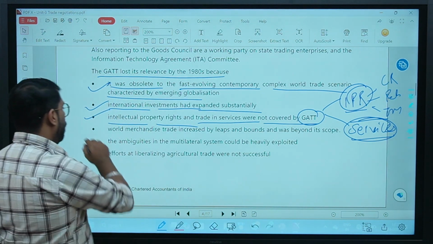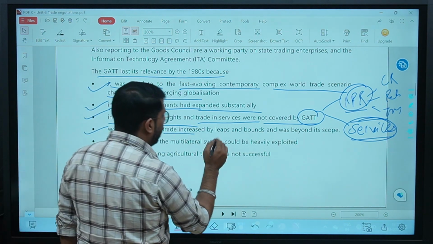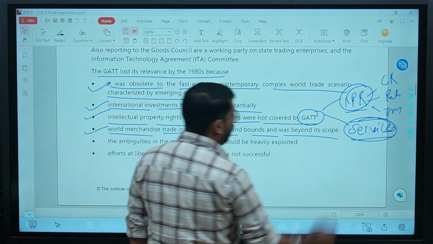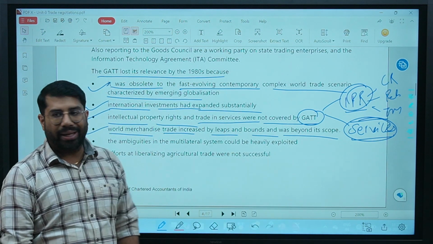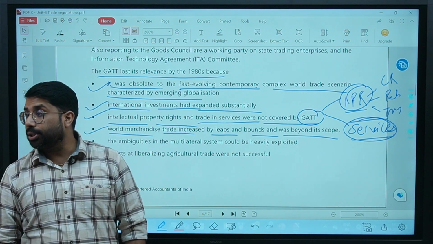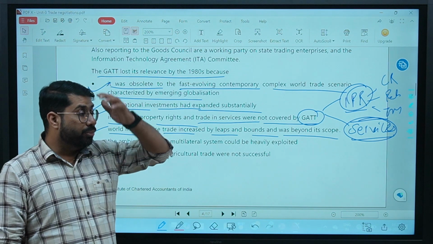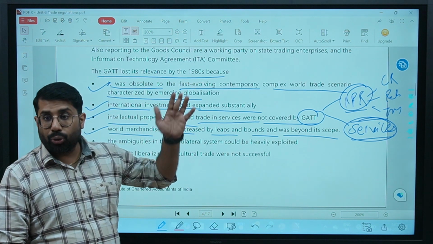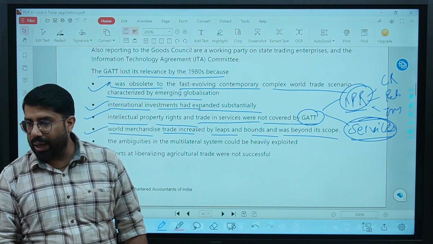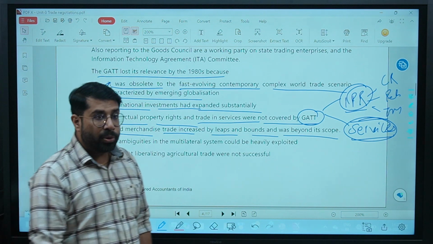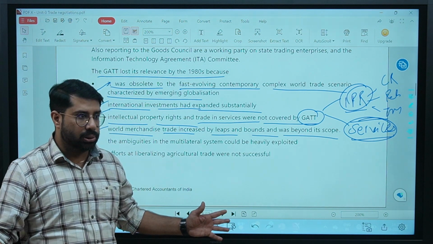Right? Then world merchandise trade increased by leaps and bounds and was beyond its scope. Merchandise trade, textile trade increased with a very high percentage which was beyond the control of GATT. So GATT did not have arrangements to control that large scale business.